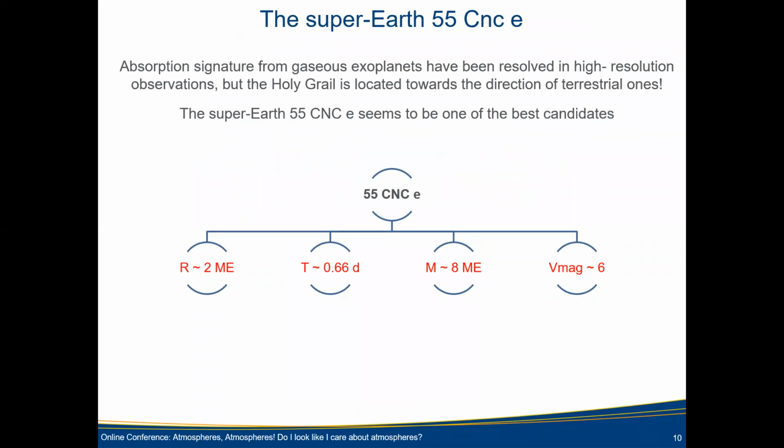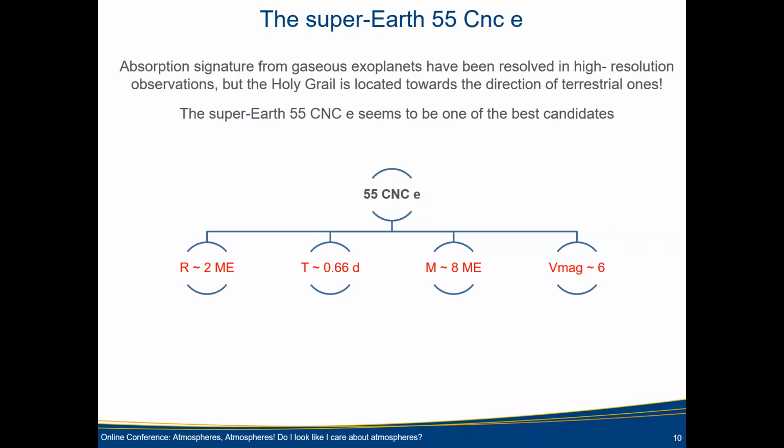Absorption from gaseous exoplanets is easy to resolve, as we also saw in the previous talk, because we have large scale heights and large atmospheres. However, one day we would like to go to terrestrial planets and maybe also in the future to Earth-like planets, where we can maybe trace some signature of life. If we start with terrestrial planets, maybe the super Earth 55 Cancri E is one of the best targets because it has a very bright host star of 6 magnitudes.